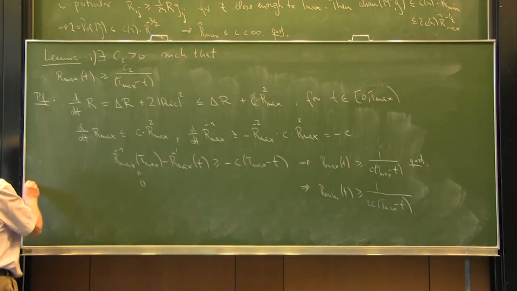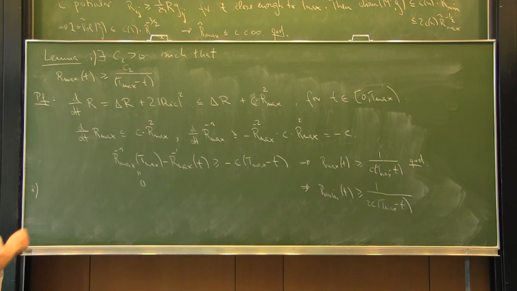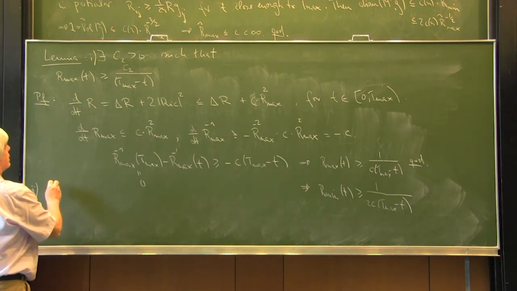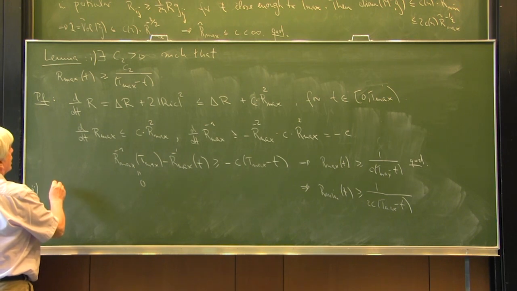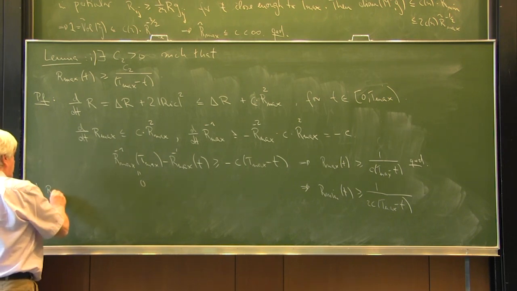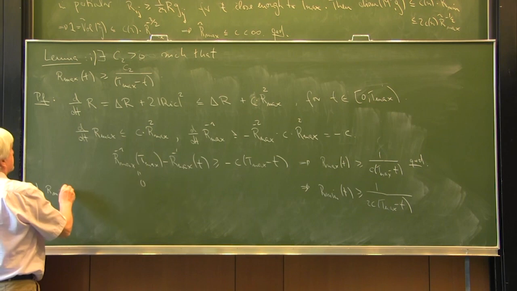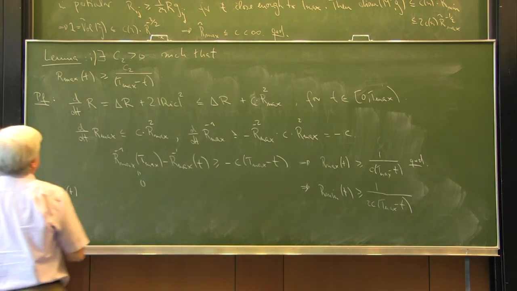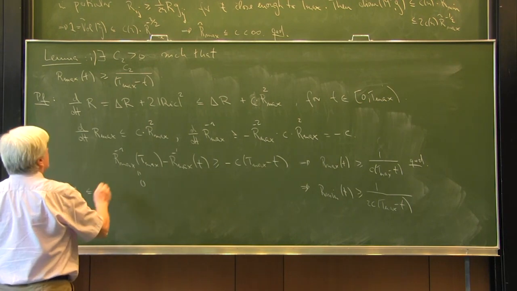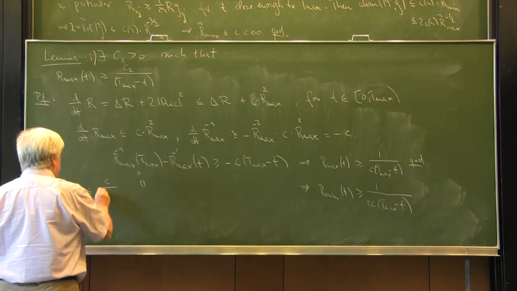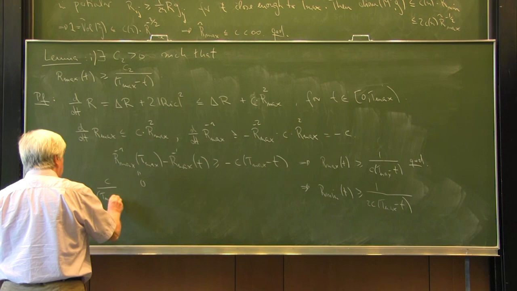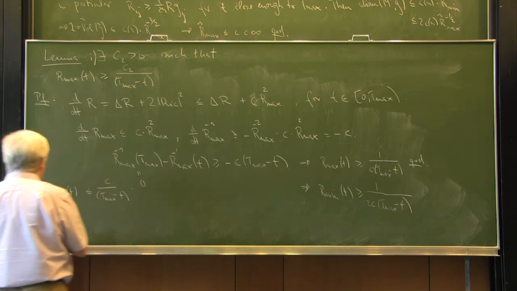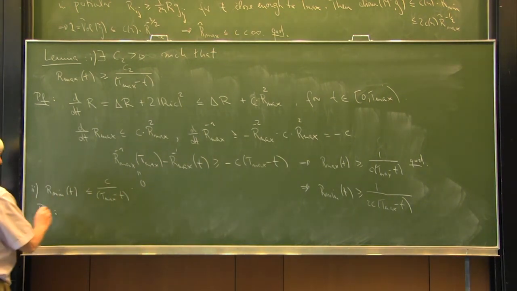Now I can use exactly the lower bound to get that R min of T is less than a constant over T max minus T. And the proof goes similarly.